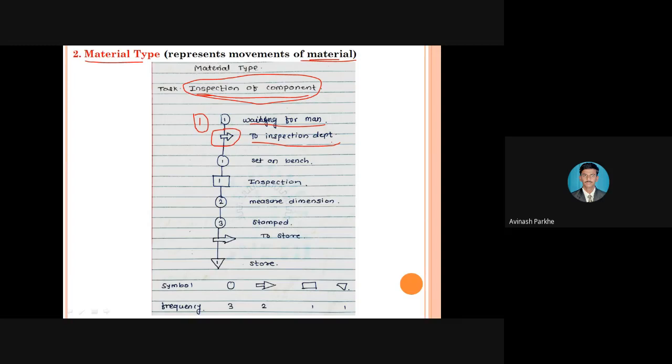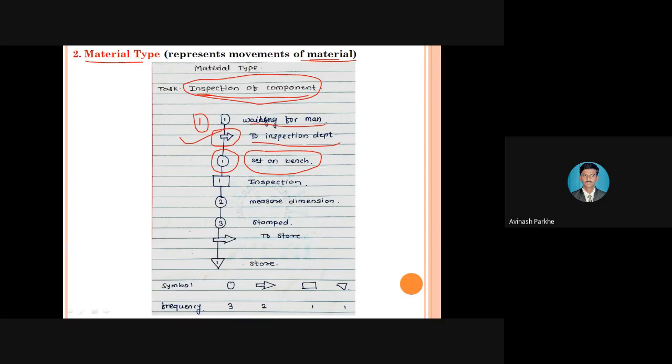The material is in the hand of that particular worker, but here we have to represent the movement of the material only. So that movement is represented by the second symbol, that is transport, which means your material starts moving towards the inspection department. Then the third operation, set on the bench. Once the material has reached the inspection department, we have to set that material on the bench. That means the current position of that material is on the bench for inspection purposes.